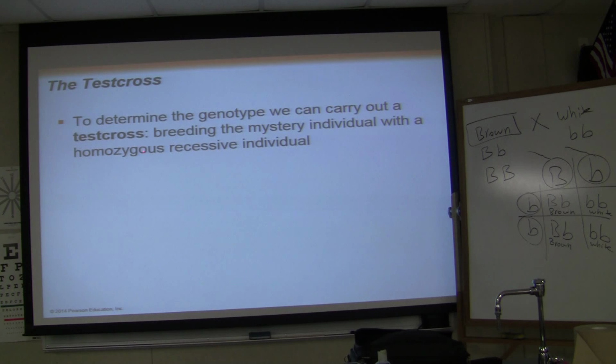Let's go. Right here. So to determine the genotype, you see that sentence later on? To determine the genotype, we can carry out a test cross. You don't know which one it is. To determine that genotype, you carry out a test cross, breeding the mystery individual with a recessive individual. You don't know which one. Am I right, Ariel? Right? You all know the problem.